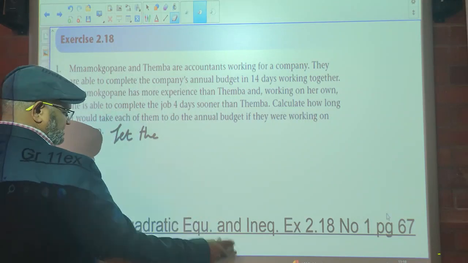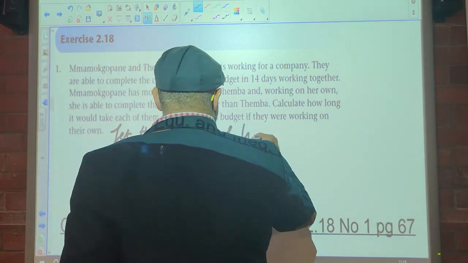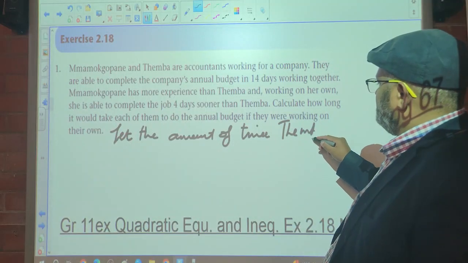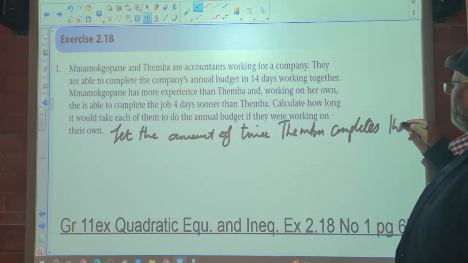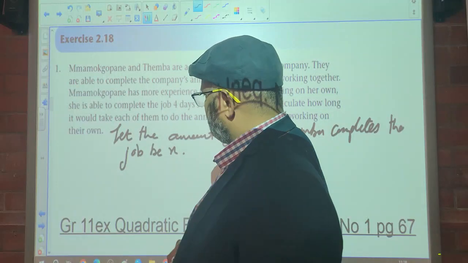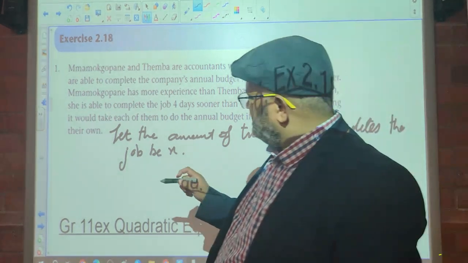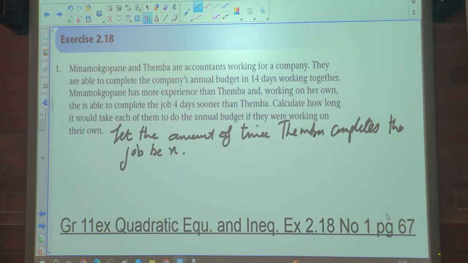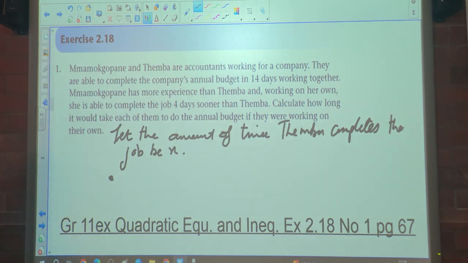the amount of time Temba completes the job is x. Not so. So if Temba takes x amount of days to complete the job, then she covers how much of the job in 1 day? 1 of it.